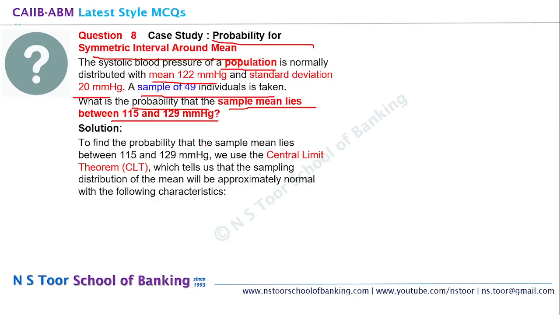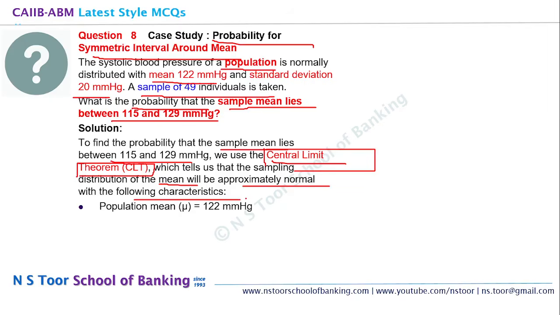So to find the probability that sample mean lies between 115 and 129, we use the central limit theorem, CLT. In the previous session also we have discussed this. So we will use the central limit theorem, which tells us that the sampling distribution of the mean will be approximately normal with the following characteristics. So now let us see what information is being given to us here.